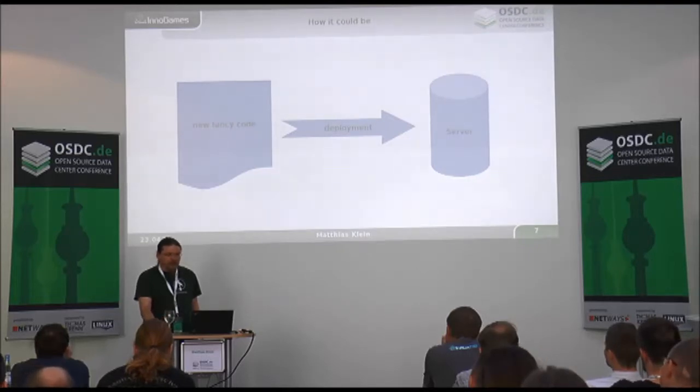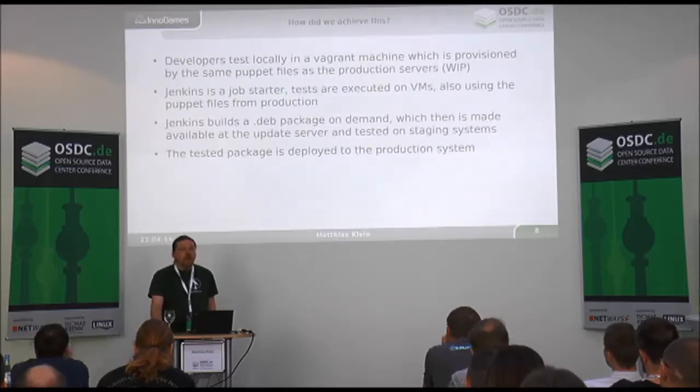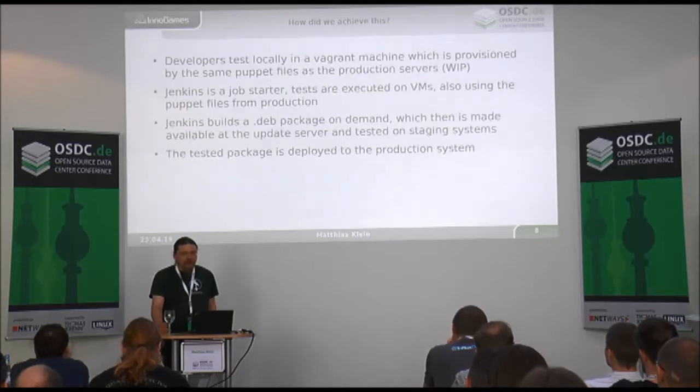And with a new system, a system you can build, it will go this way. Nothing happens, everything is fine. We changed many things in our development and deployment cycles. The developers have their Vagrant machines locally, and the Vagrant machines are provisioned by the same Puppet files as the production servers. This is at the moment work in progress, but I hope to have this finished soon.